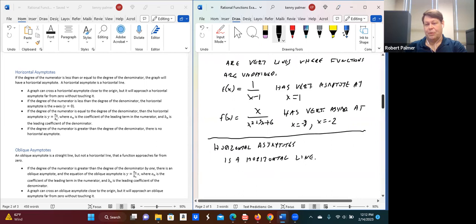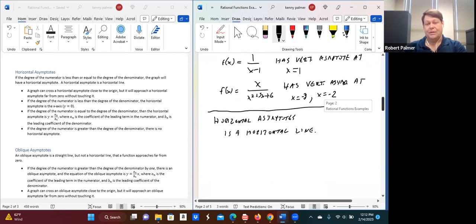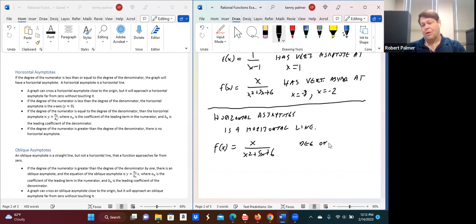So let's look at a few examples. We can actually look at the ones we just did. Let's look at the one, f of x, the one we just did, is x over x squared plus 5x plus 6. Now here, the degree of the numerator is less than the degree of the denominator.